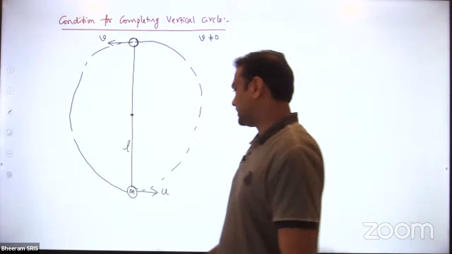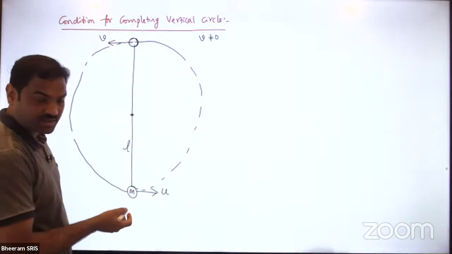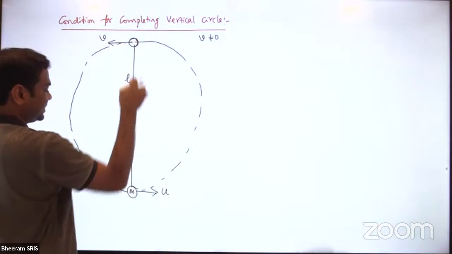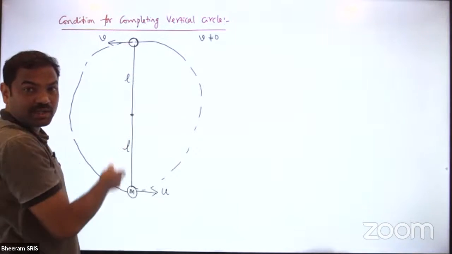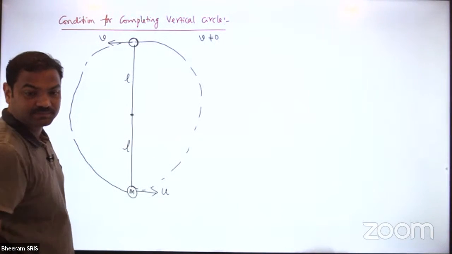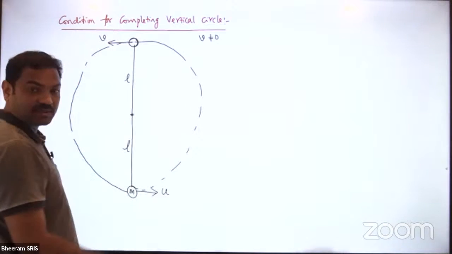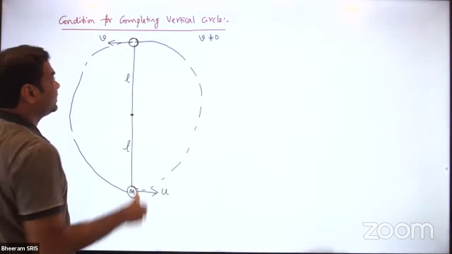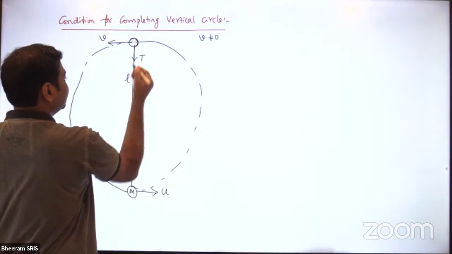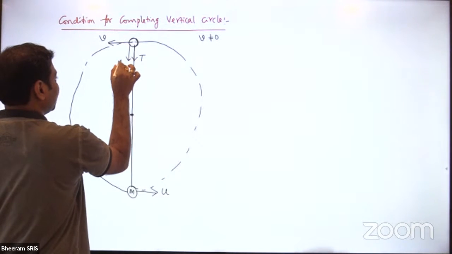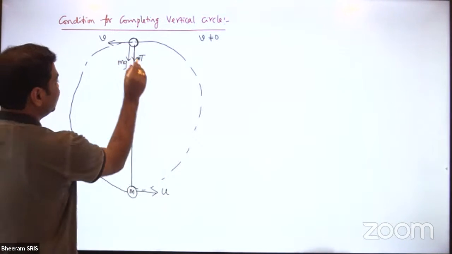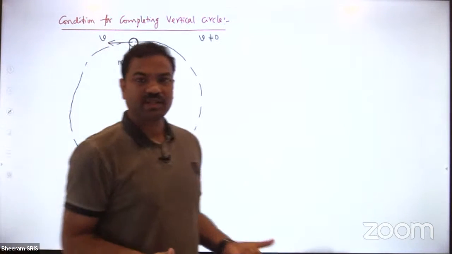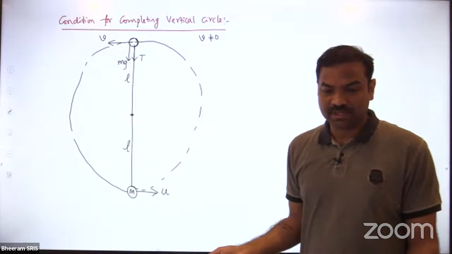So let us go with the equations now. It has the velocity u here, and this is L, and obviously this is also L. Then what is the distance between the lowest point and the highest point? 2L. So L will be the radius of the circular path. This is the u velocity and this is the v velocity. Here some tension T is acting, and mg also acts downward. Then what is the total force acting towards the center? I'm writing centripetal force, because we are talking about circular motion, so the centripetal force idea should be applied.